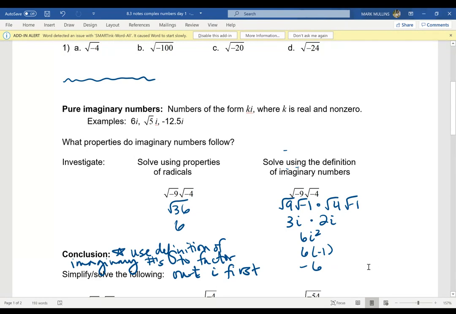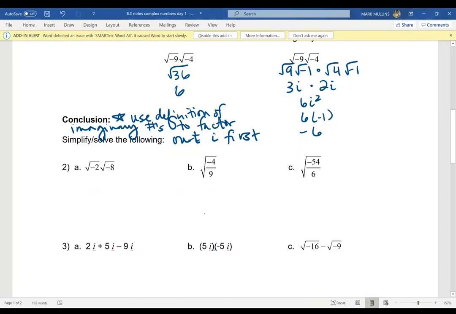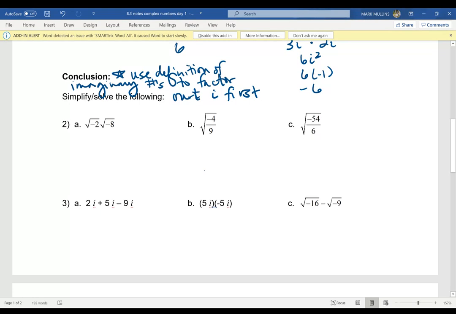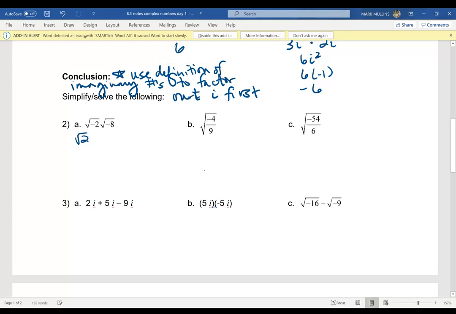So we really have to factor out that i, and then after we do that and separate it, we can go on working with square roots. If I am looking at 2a, I'm going to make this one square root of 2, square root of -1, square root of 8, square root of -1. 2 and 8, I can multiply those and get 16. And then I would have an i times another i. So 4i squared, which we know is negative 4.